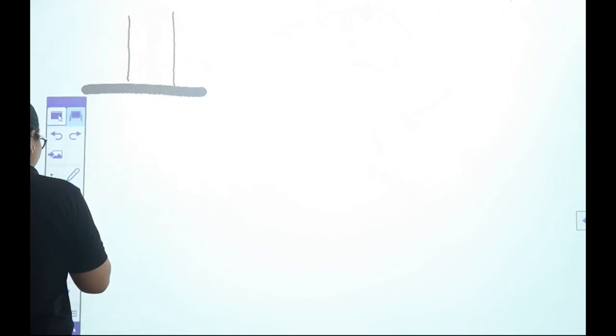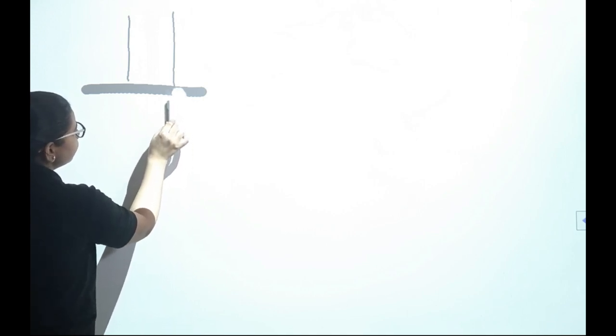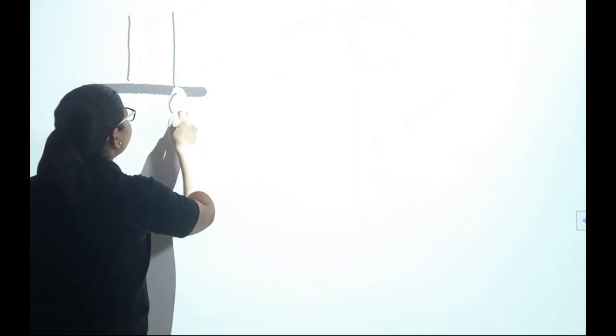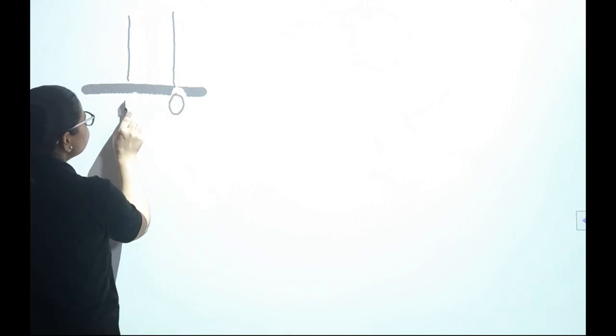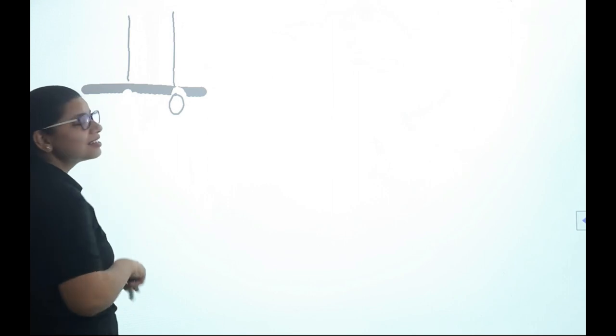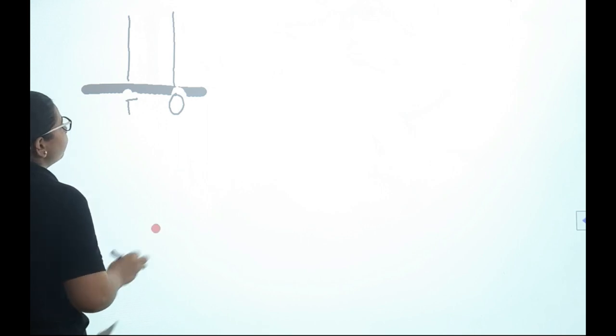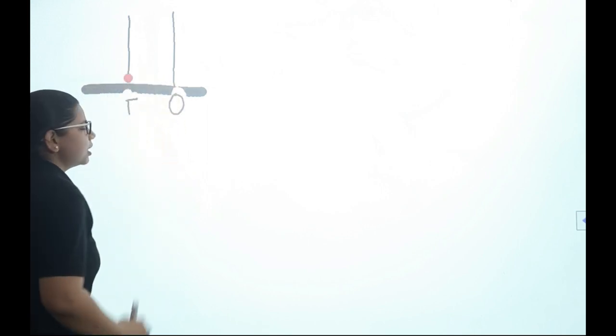Okay, so let's do it quickly. So if I just ask you, which rod is this? Tell me fast. This rod, which rod is this? This is the ones rod, correct. Which rod is this? Tens rod, perfectly correct. Okay, now if I just place one dot here, what's this?